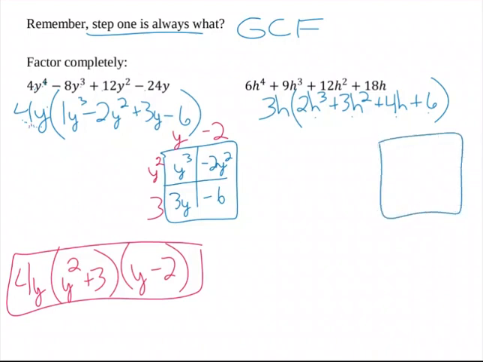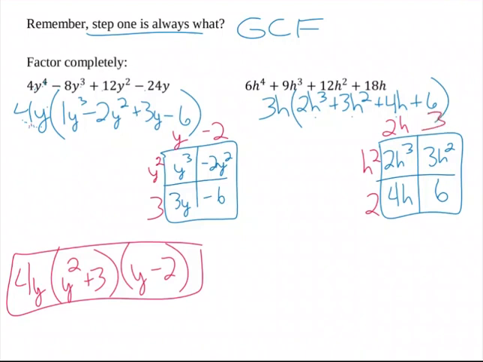So we set up our box. Highest degree term, 2h to the third. Then 3h squared. Then 4h. And then 6. And then GCFs. So for the top row, looks like between 2 and 3, just 1. But then we have h cubed and h squared, so we're going to have h squared. And then for the bottom row, looks like 2. For the first column, we're going to have between 2 and 4. That's going to be a 2. And then h cubed and h, it's going to be 2h total. And then for the last column, it is 3.